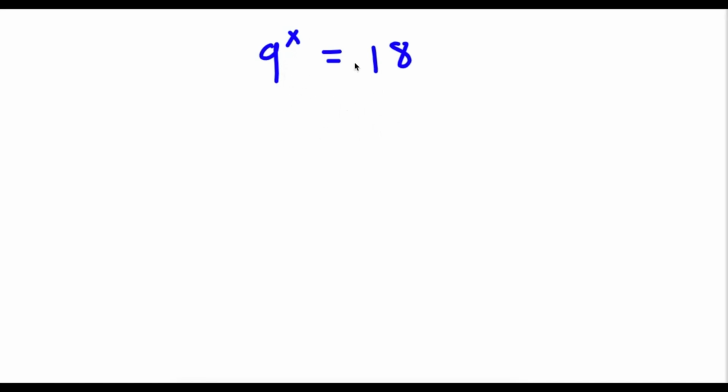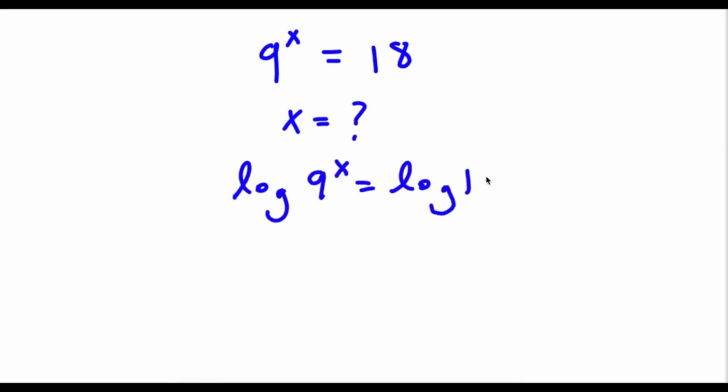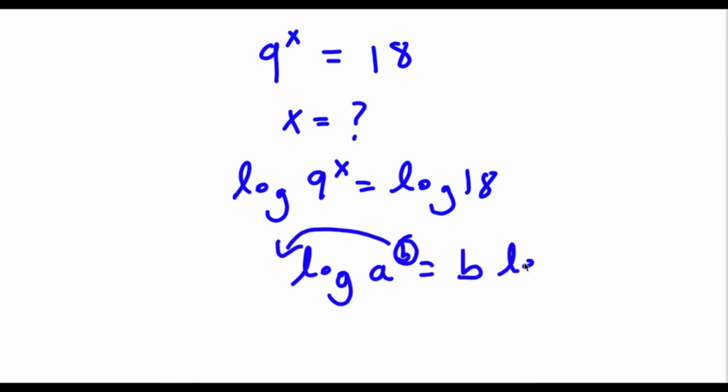So I have 9 to the power of x is equal to 18, and I want to find the value of x. So the first thing I'm going to do is take the log on both sides. So now I have log 9 to the power of x is equal to log 18. And now, if I have something in the form log a to the power of b, I can actually move this exponent of b to the front of the logarithm. So this would equal b times log a.